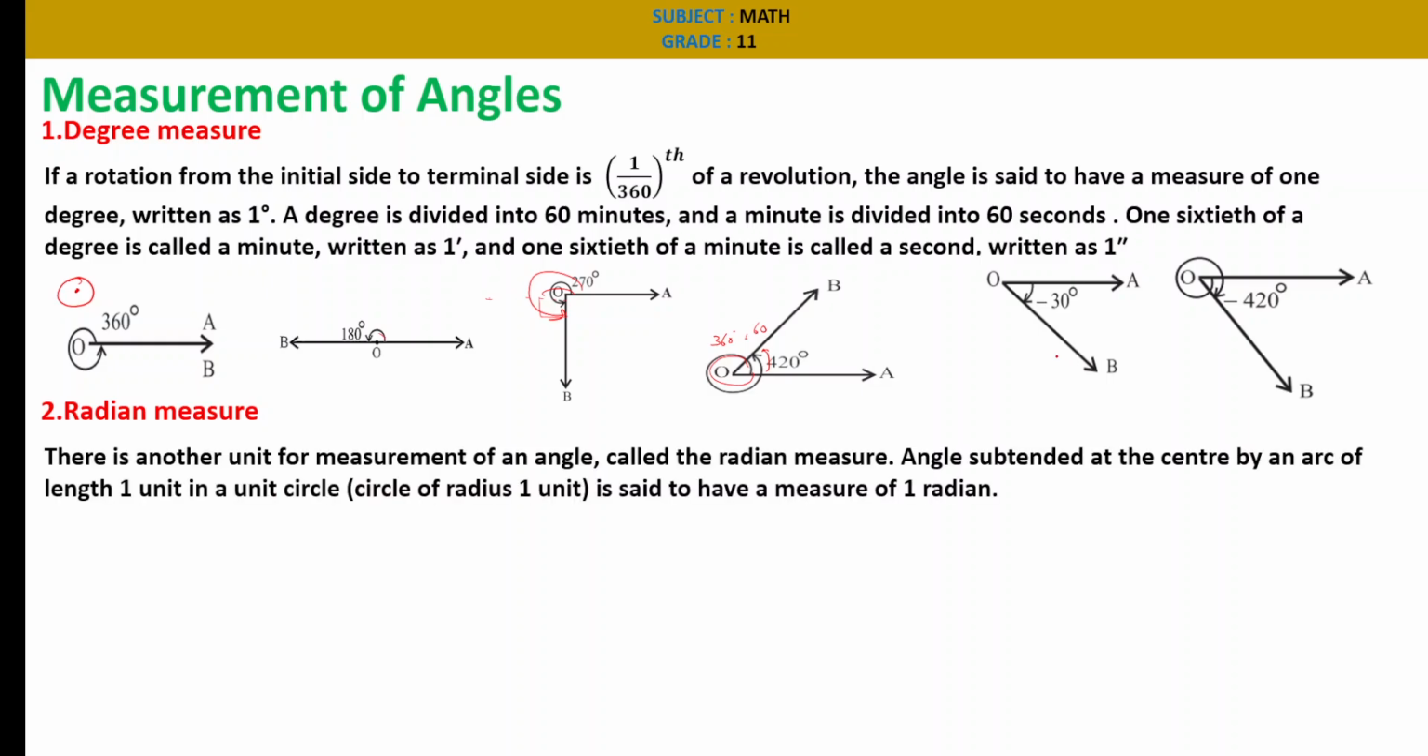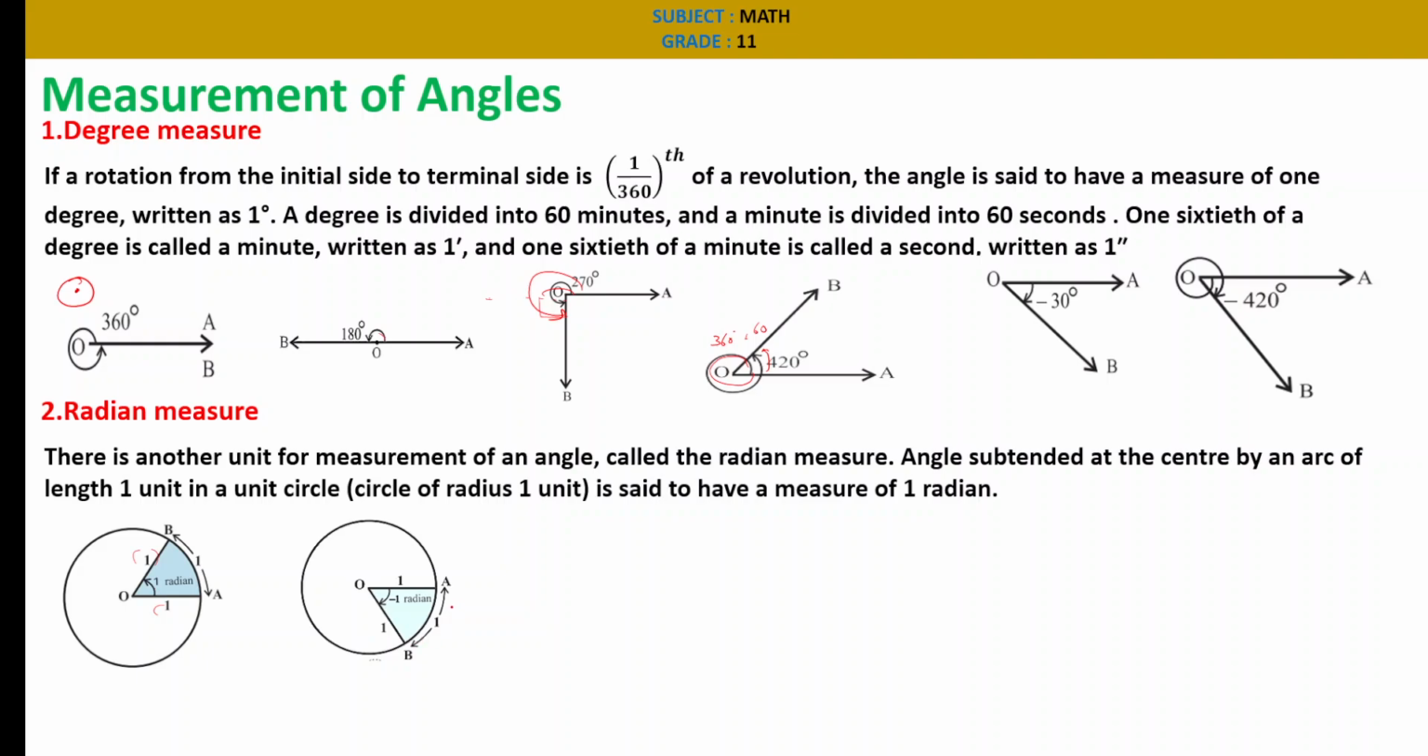Radian measure. There is another unit of measurement of an angle called radian measure. The angle subtended at the center by an arc of length 1 unit in a unit circle, a circle with radius 1 unit, is said to have a measure of 1 radian. For example, here is the picture. If the radius is 1 unit and the arc is 1, then this angle is 1 radian. So angle AOB is 1 radian.